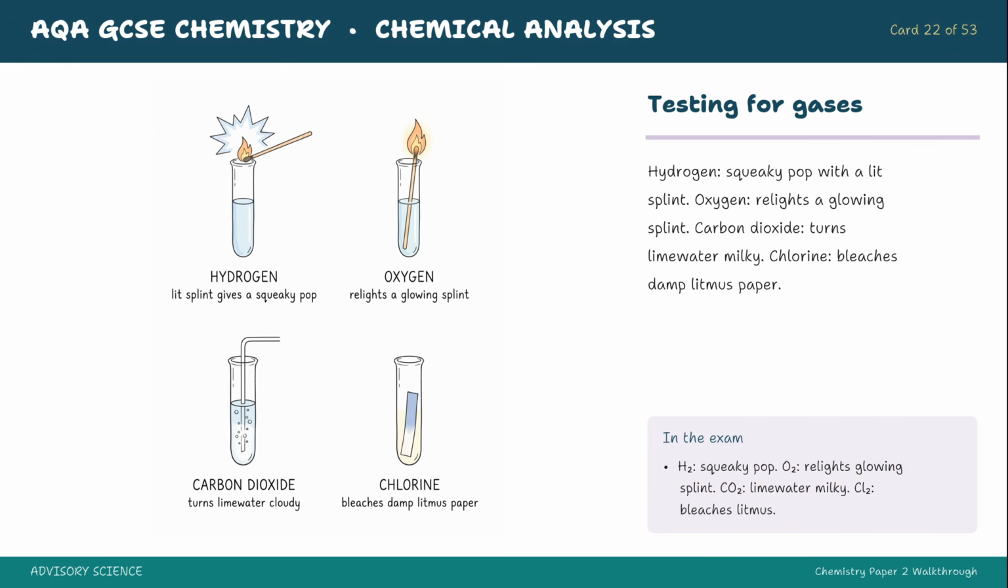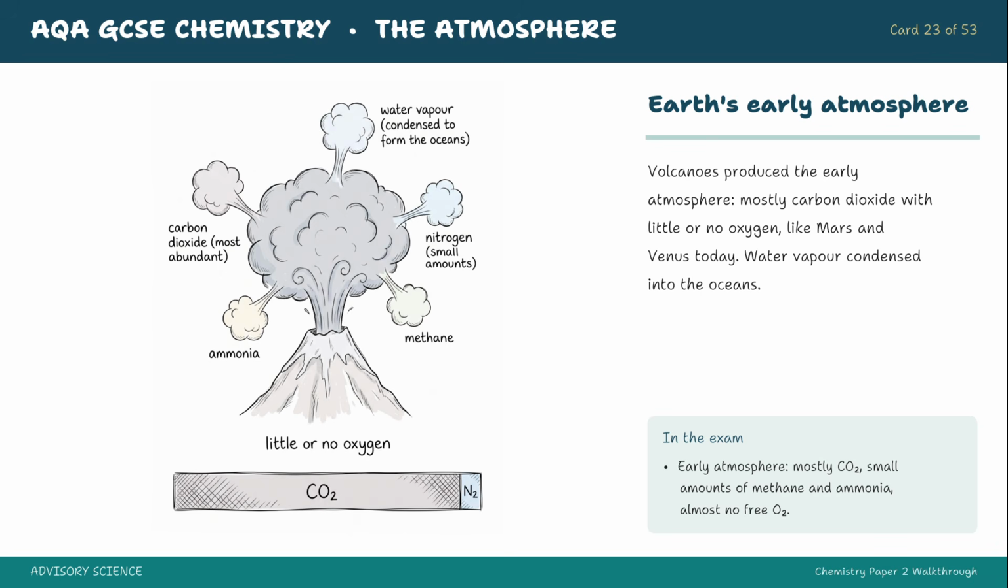The early atmosphere. The Earth is around 4.6 billion years old, and for the first billion years it was extremely volcanically active. These volcanoes released huge amounts of gas, so scientists believe the early atmosphere was mostly carbon dioxide, with very little or no oxygen, rather like the atmospheres of Mars and Venus today. The volcanoes also released water vapour and small amounts of other gases like nitrogen, methane and ammonia. As the Earth cooled, the water vapour condensed to form the oceans.